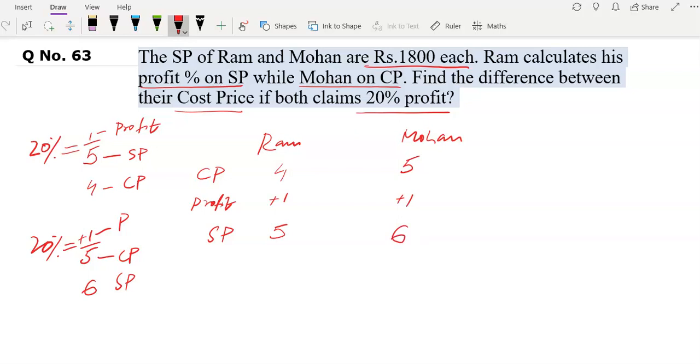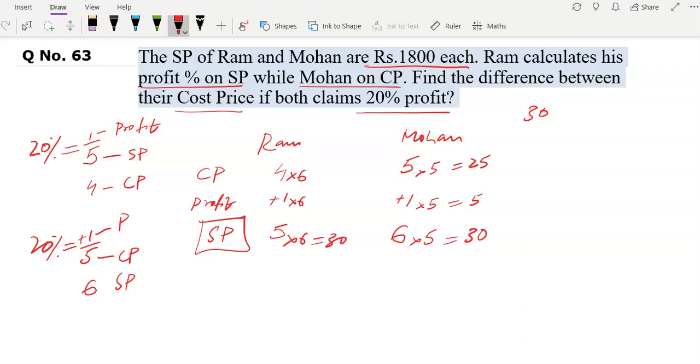Now the question says the selling price of Ram and Mohan are rupees 1800 each. So selling price is equal for both, so we'll have to make both the selling prices equal. So we'll take the LCM. 5 6s are 30. We'll have to multiply this by 6, this also by 6. 6 5s are 30, so we will multiply this by 5 and this also by 5. So 5 6s are 30, 6 5s are 30, 1 6 is 6, 4 6s are 24. So now our SP is the same, 30 and 30.